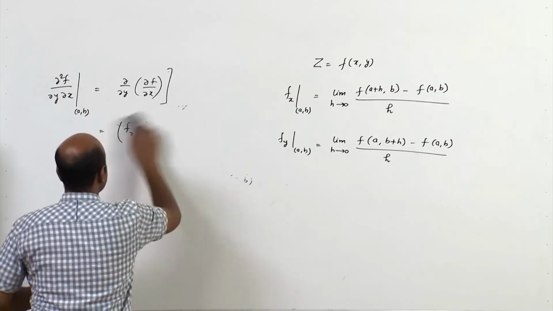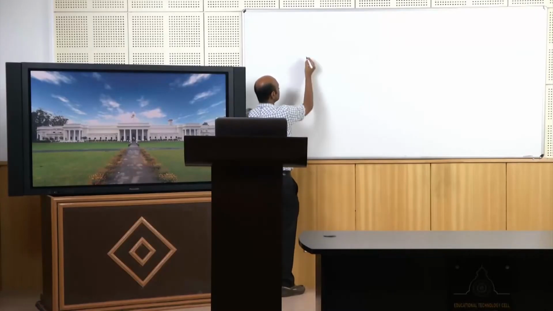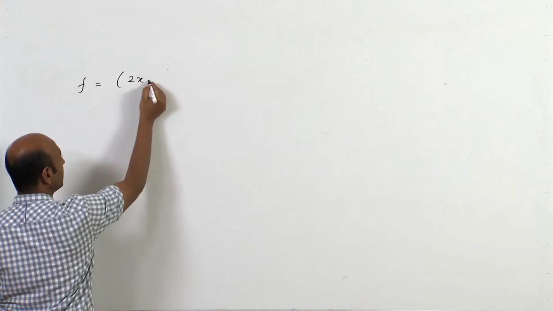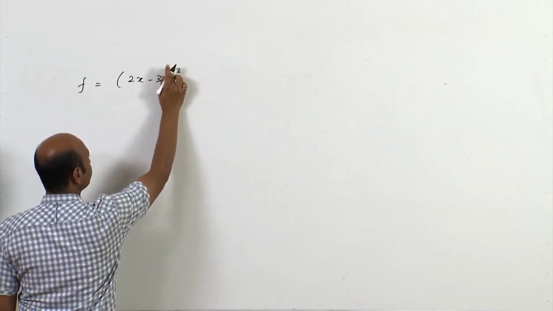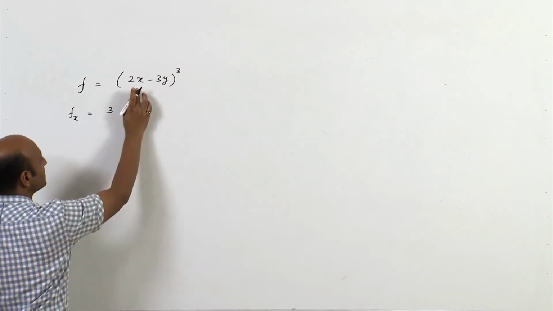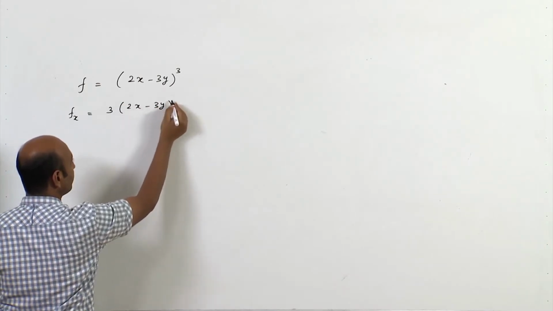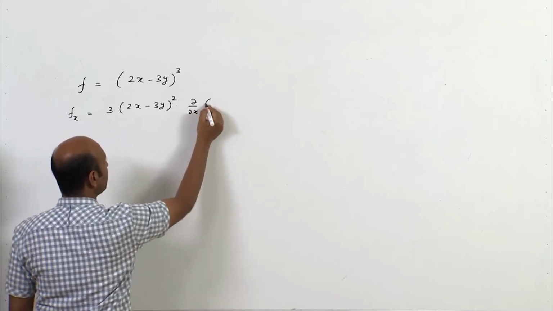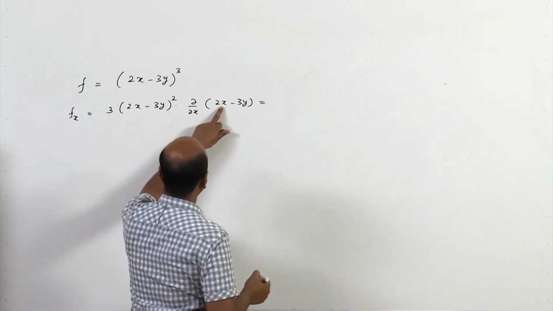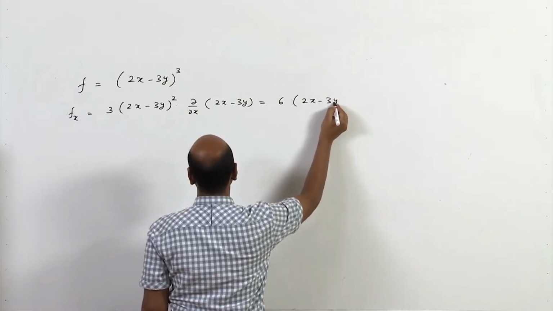So, these are all second order partial derivatives with respect to x or y. Now, suppose f is (2x minus 3y) whole cube. Now, what is f x? It is t cube. T cube gives 3t square, and del by del x of t again, which is 2 here, and 2 into 3 is 6, so 6 times (2x minus 3y) whole square.